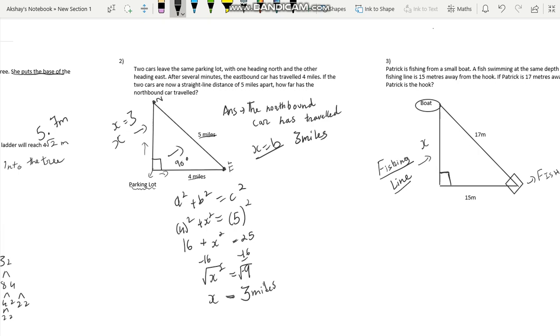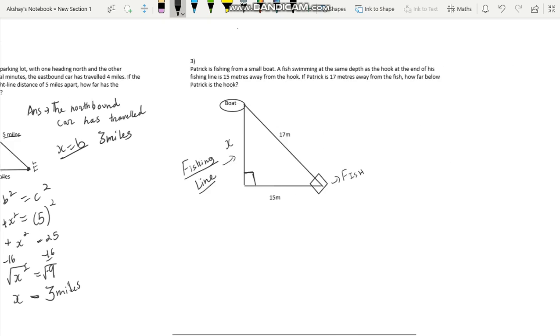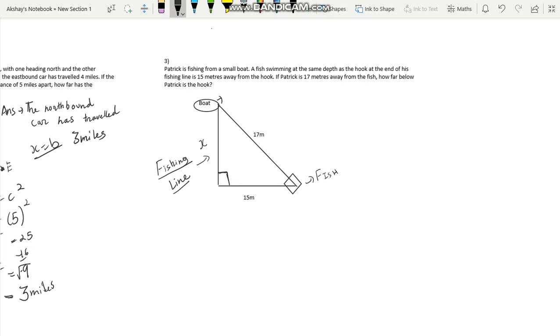Okay, so our last question is: Patrick is fishing from a small boat. So we'll label our boat right here. A fish is swimming at the same depth as the hook at the end of his fishing line. So this is his fishing line. He drops his fishing line into the sea, and 15 meters away from it, at the same depth or the same height, is a fish. So our fish is labeled by this object right here, and it is 15 meters away from it. Patrick is 17 meters away from the fish. So Patrick is here, sitting in the boat, and the fish is down in the sea.